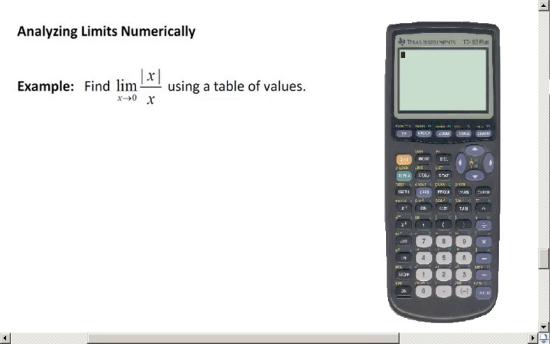Hello, our next calculus video will be on analyzing limits numerically. Here we're asked to find the limit as x approaches 0 of absolute value of x over x.